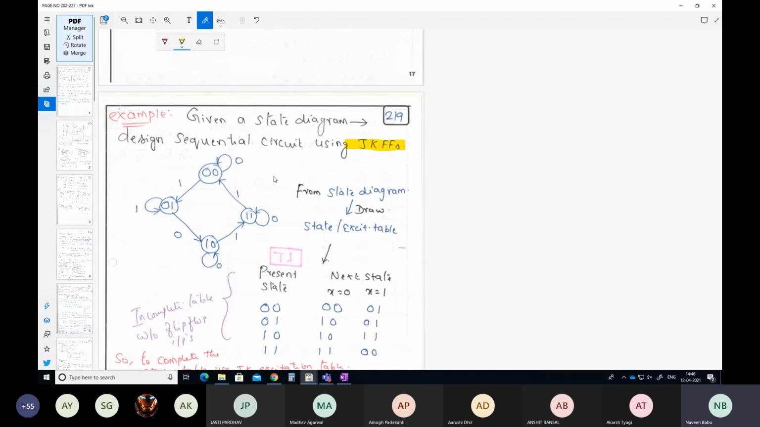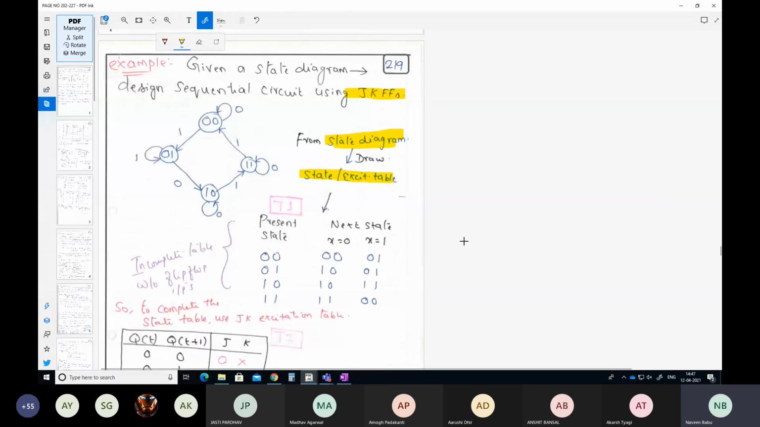So what is the procedure? I'll tell you. You are given a state diagram. From the state diagram, it is easy for you to get your state table, right? State table or an excitation table. Once you have the state table or an excitation table, this will be an incomplete table. Okay, this will not give you anything for you to get the equations yet. So, which means that this table is an incomplete table.